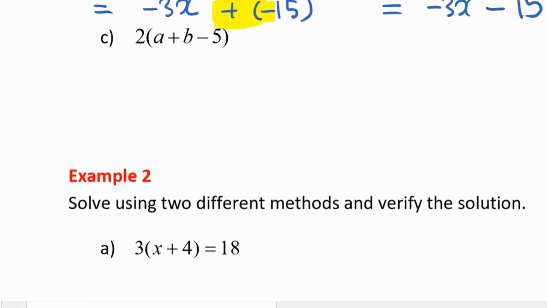Next, sometimes you have more than 2 terms inside of the bracket. Same thing, multiplication hiding. So you just simply expand one at a time. So 2 times A, which is 2A, plus 2 times B, which is 2B, plus 2 times negative 5, which is negative 10. Okay, so that will be 2A plus 2B minus 10. All right. Great.